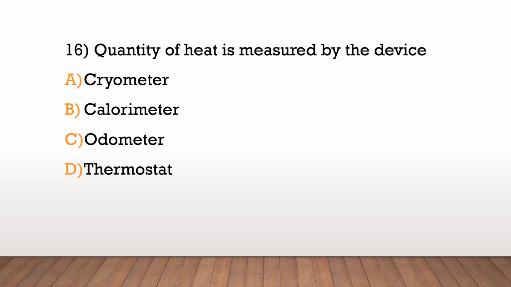The next question is, quantity of heat is measured by the device A. Cryometer, B. Calorimeter, C. Odometer, or D. Thermostat? The correct answer is B. Calorimeter. Calorie means heat and meter is to measure. Cryo means to measure temperatures of 0 degrees. Odometer is used to measure the distance traveled by a vehicle, and thermostat is a device used to maintain a temperature at a particular set point.